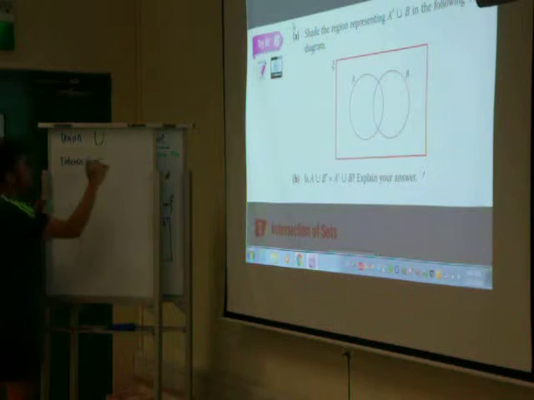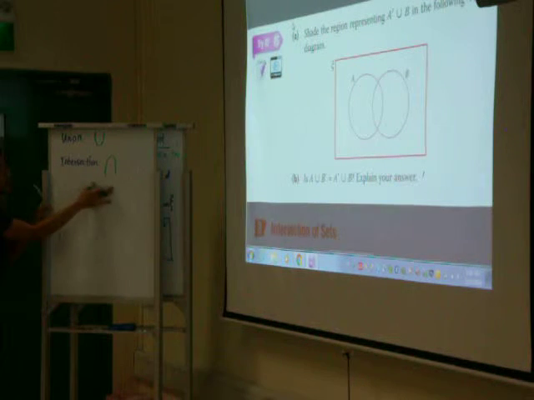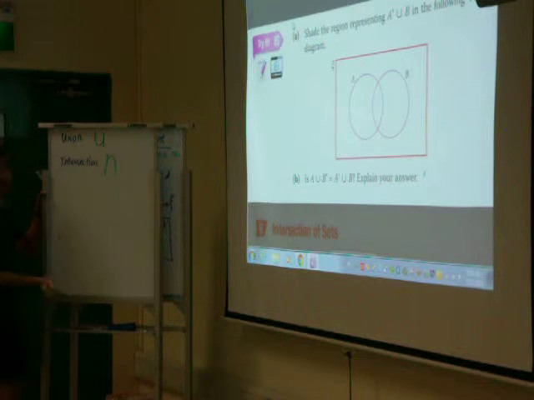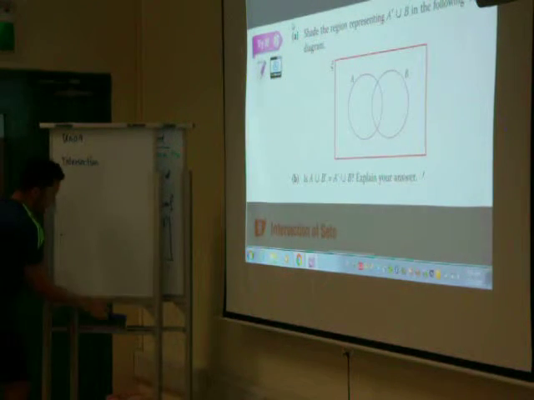Okay, likewise, intersection is the opposite. It's the letter N, small letter N over here. But I don't want to see people drawing a line here. There's no line over here. So take note, it's just a U and an N.